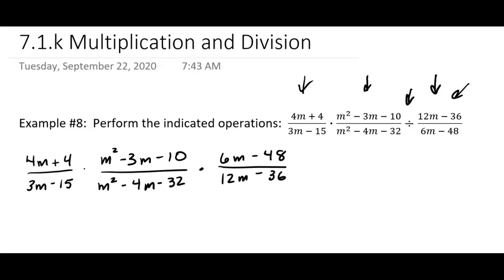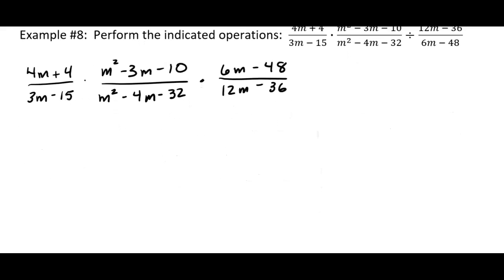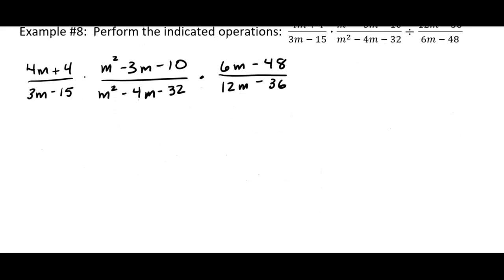Now, if you're wondering, well, could I start canceling stuff? No, because you don't have factors. You have addition and subtraction in all those numerators and denominators. So now here we go to factor. The first numerator has a GCF of 4. The bottom, the denominator, has a GCF of 3.